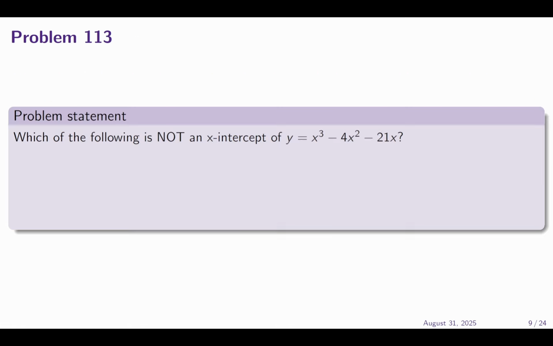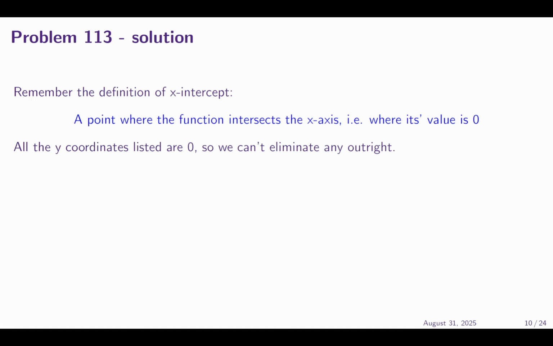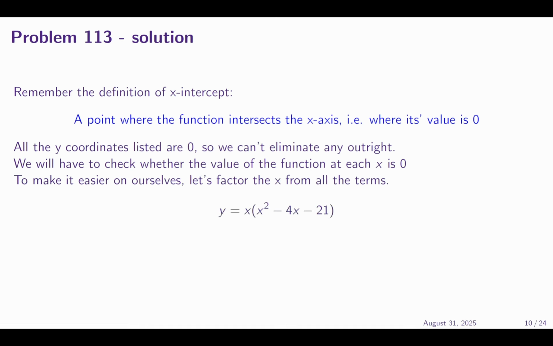Which of the following is not an x-intercept of y equals x to the third minus 4x squared minus 21x? And these are the possible solutions. Well, let's remember the definition of x-intercept. An x-intercept is a point where the function intersects the x-axis, that is, where its value is equal to 0. All of the y-coordinates listed are 0, so we can't eliminate any outright. So we will have to check whether the value of the function at each given x is equal to 0.